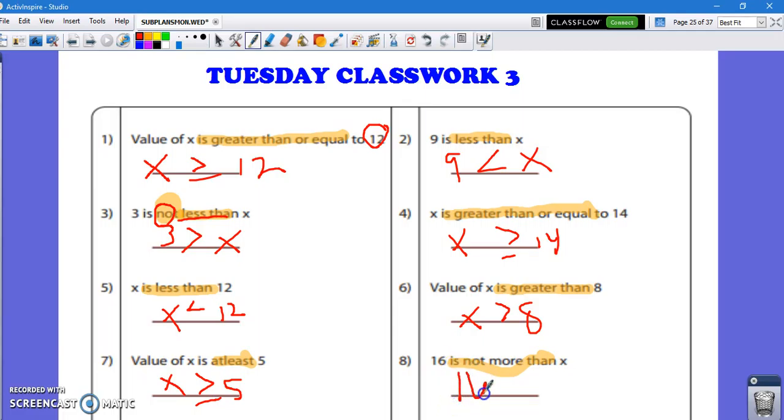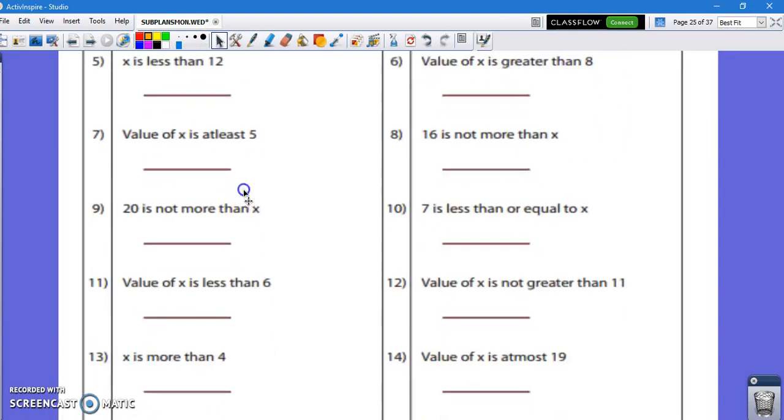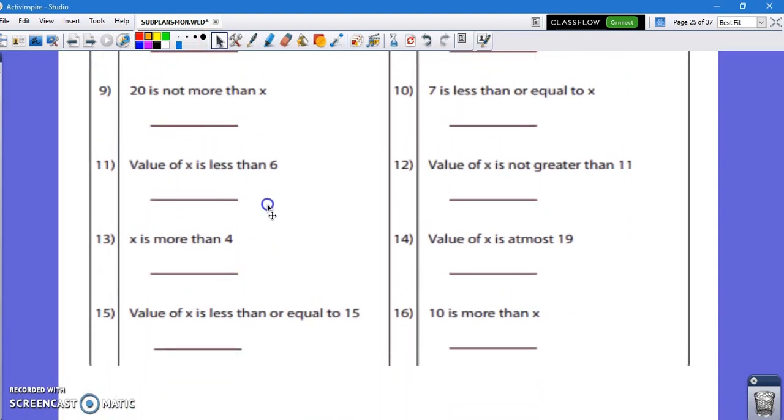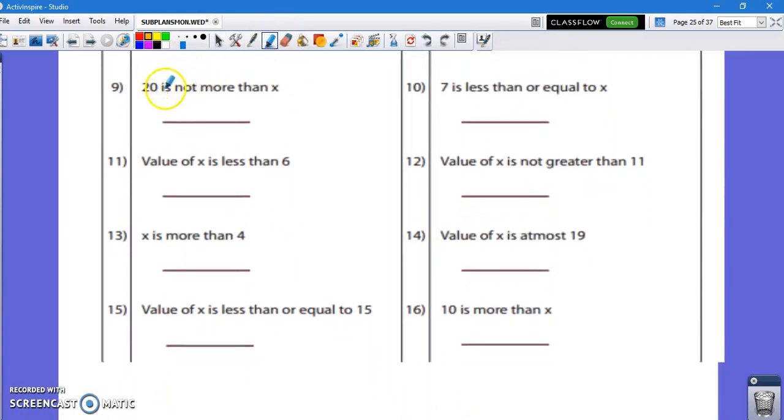So guess what that means? 16 is not, basically, less than x. Okay. Yep, I'm on 9. 20 is not more than x. Remember, if it has the word not, you're doing the opposite of what you see. Number 10. 7 is less than or equal to x. 7 less than or equal to x.